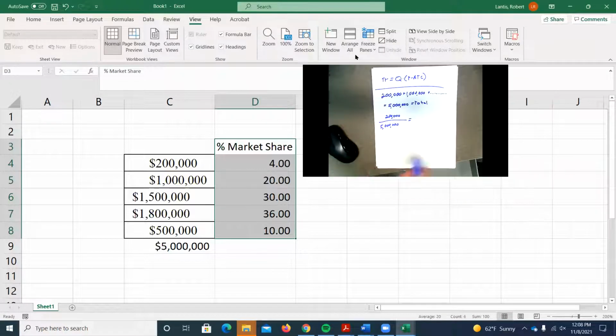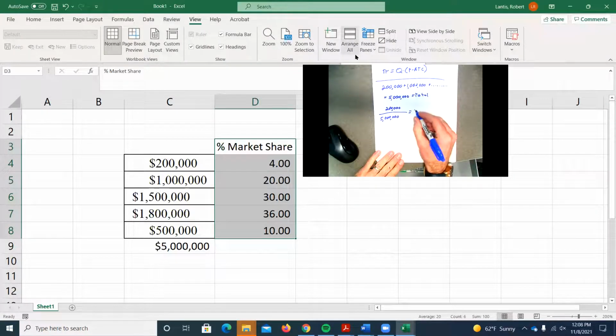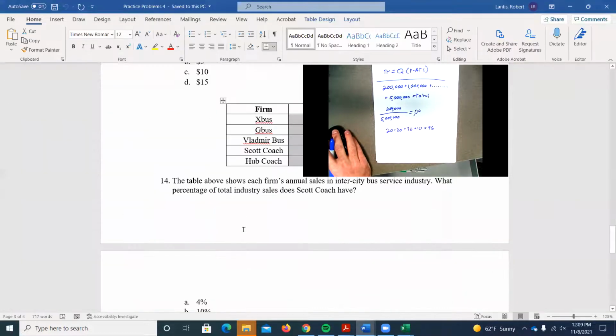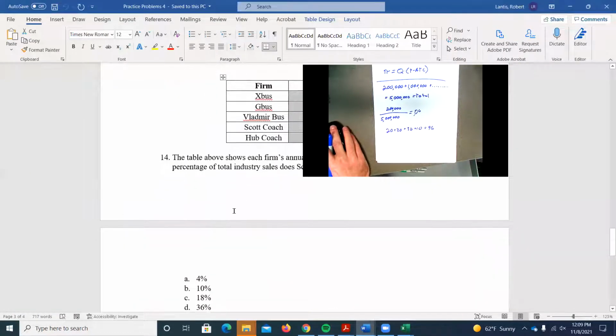Actually, I'll blow this up in just a second. So this one was 0.04 that we found. But I would take 20 plus 30 plus 36 plus 10. Those are the market shares of the top 4 firms. That should give me a 4-firm concentration ratio of 96. Okay, so that was question 14, I think.